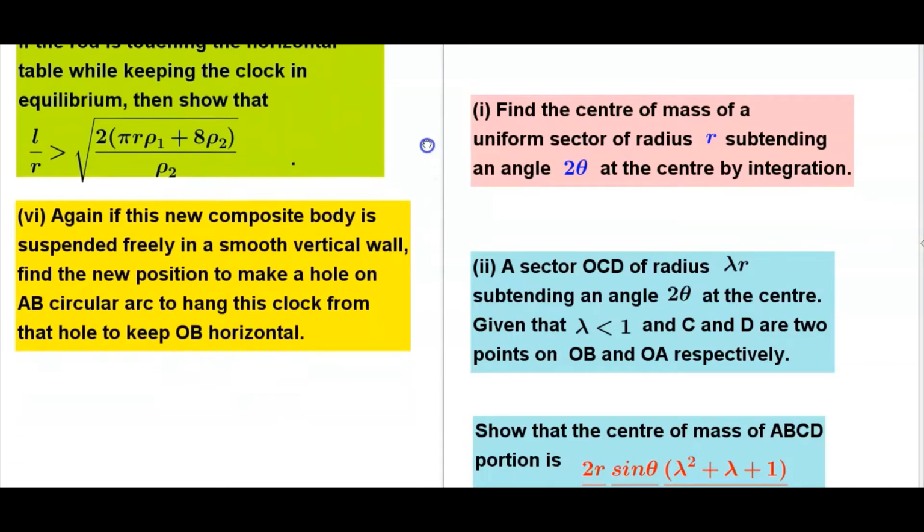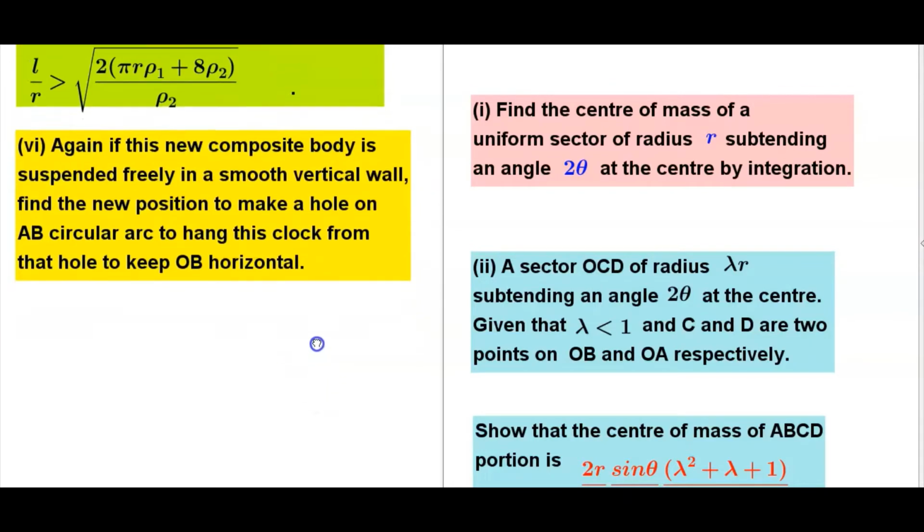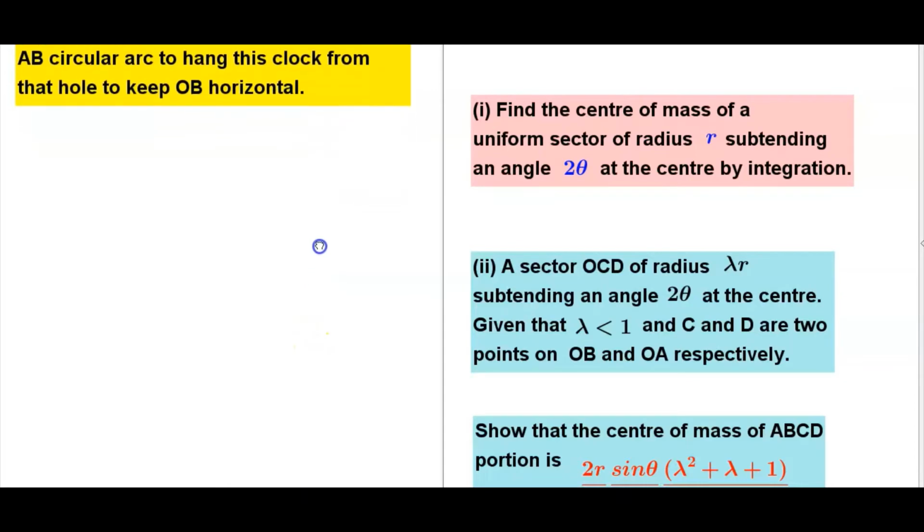Part 7. Again, if this new composite body is suspended freely on a smooth vertical wall, find the new position to make a hole on the AB circular arc to hang this clock from that hole to keep OB horizontal. So, the answer for this question.